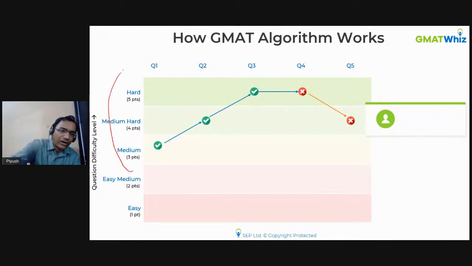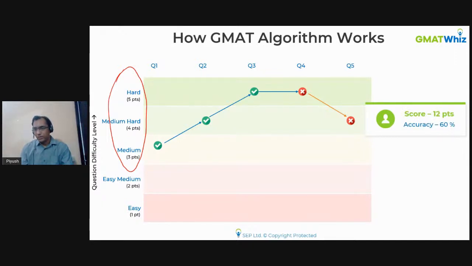Look at the questions that he got right. Look at these 3 questions. Good point, Minhas. Good, Paul. So he got 3 points, 4 points, and 5 points in the first 3 questions, and that's why his total score is 12 points. His accuracy is around 60%. This is a hypothetical scenario again. GMAT does not adapt after every question. It probably adapts after a block of 3 or 4 questions. But I just want to make it easy for you to understand. That's why I've taken a simpler use case.